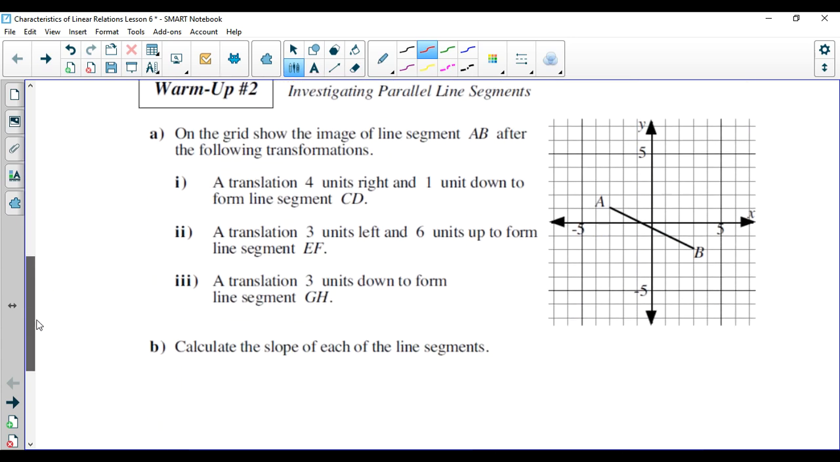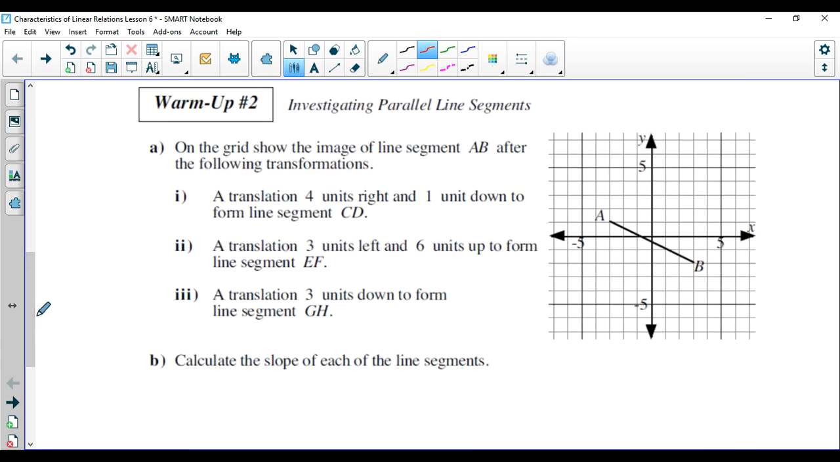Okay, so the first thing we're going to do is investigate what happens if you have line segments that are parallel. It says on the grid shown, the grid shows the image of line segment AB after the following transformations. So it says a translation 4 units right and 1 unit down to form line segment CD. Okay, so let's try to form line segment CD starting from AB.